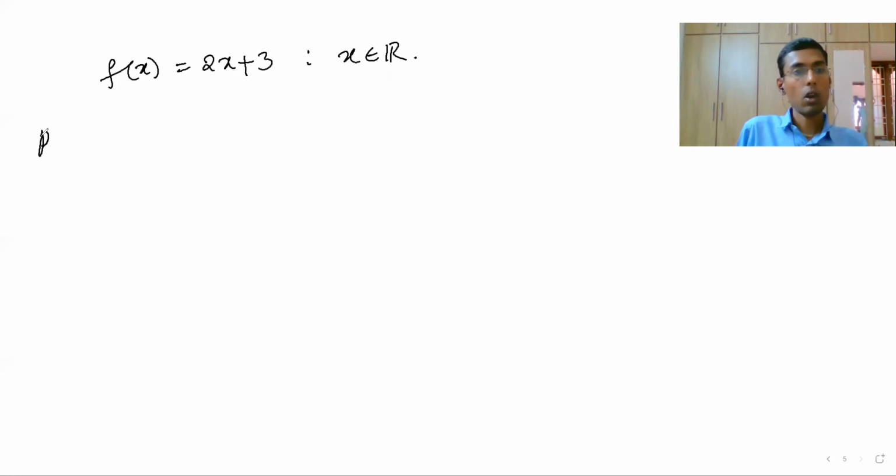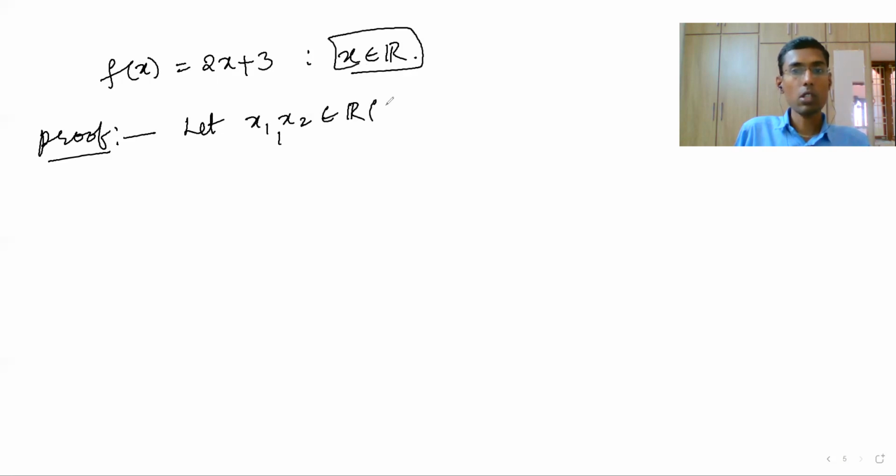Yes or no? How do you prove? You know, whenever it's a function, you have to prove it. Whenever it's not a function, you have to give an example. Remember? Okay. So how do you prove it like this? Let x1, x2 belong to R, real numbers. Set A, this is what is set A. Let's say it's a function from A to B.